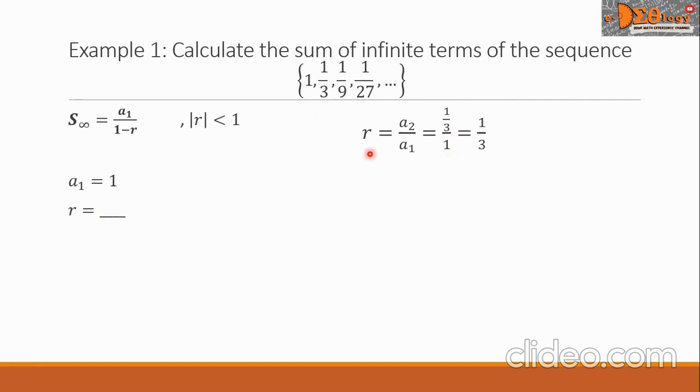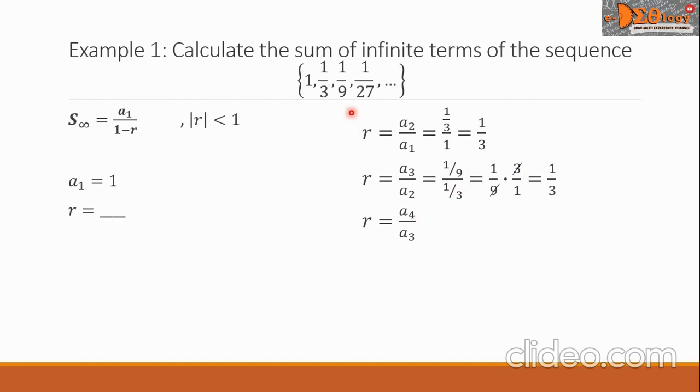Let us take another pair, that is a sub 3 over a sub 2, and this is equal to 1 over 9 all over 1/3. Let us show now that this is 1 over 9 times the inverted fraction 3 over 1. So we can cancel the 3 and the 9, and this is also equal to 1 over 3.